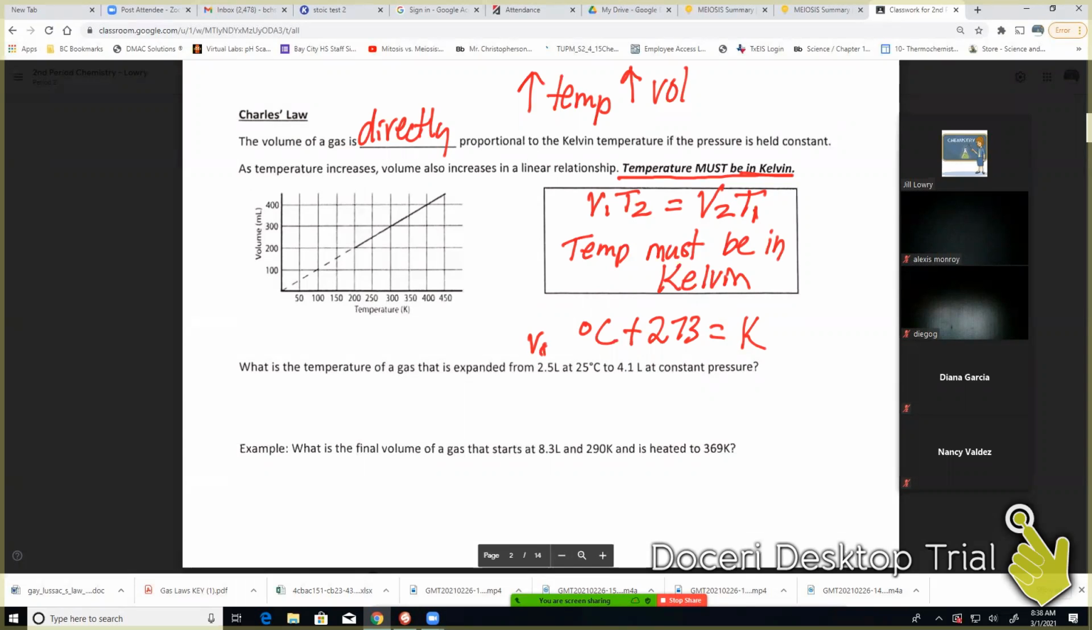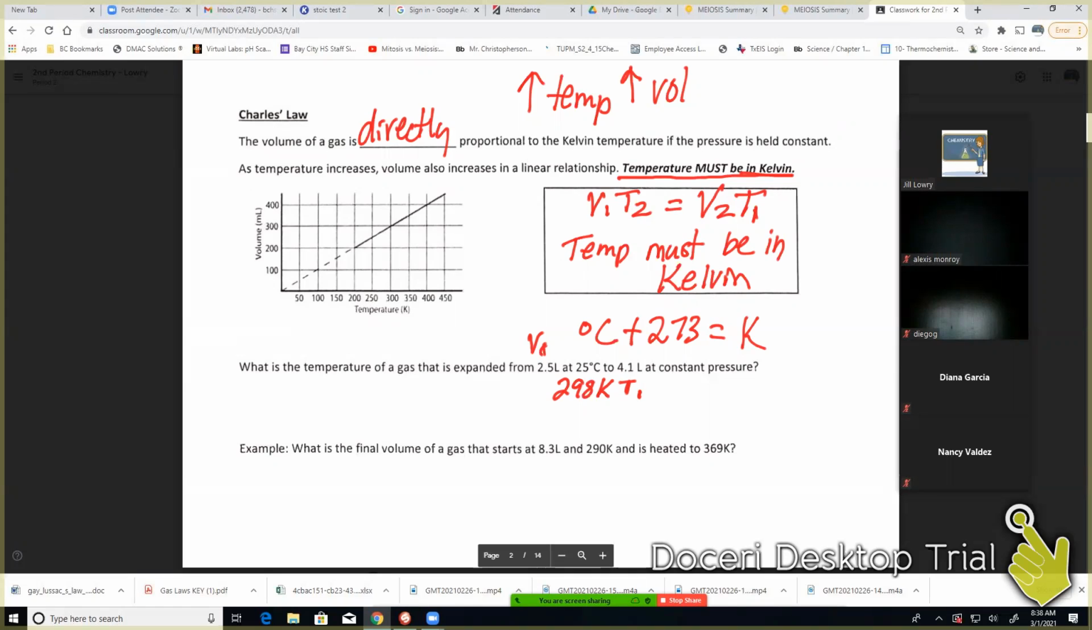25 degrees Celsius, I can't use it in Celsius, so I'm going to go ahead and change it to Kelvin so I won't forget that. So 25 plus 273 would give me 298 K. And that was my beginning temperature, my T1.